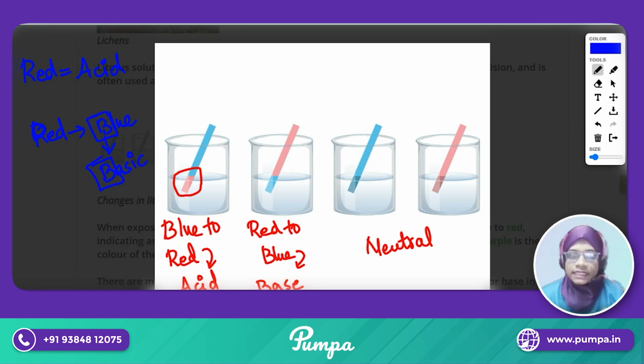Okay, so this is the change we have to remember. If a blue litmus turns to red, it is an acid. If the blue remains the same blue, it doesn't change with a neutral solution. Even if you use a basic substance, it remains the same and will not change any color. The same for red. If the red litmus changes to blue, we say that it is a base.